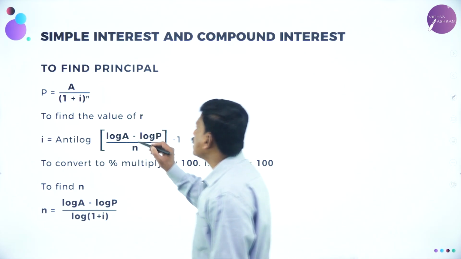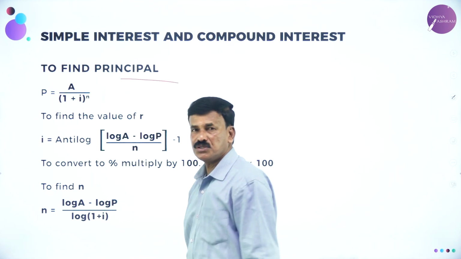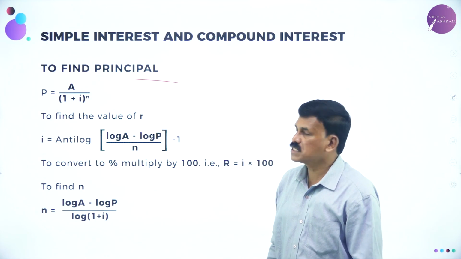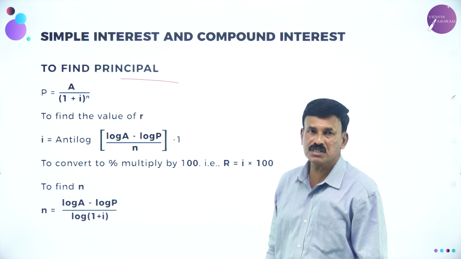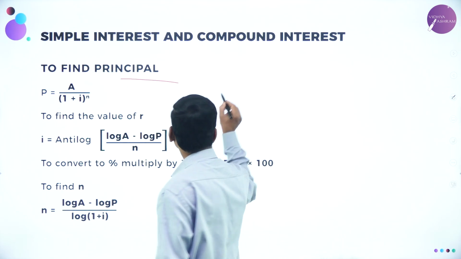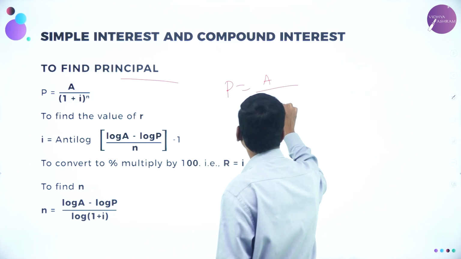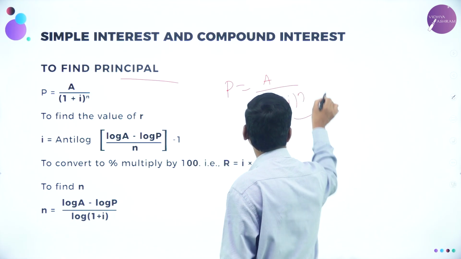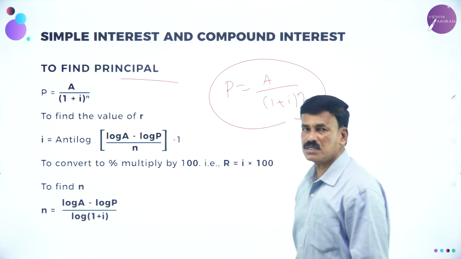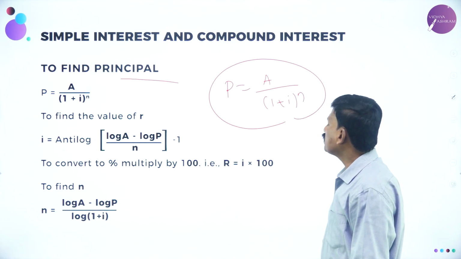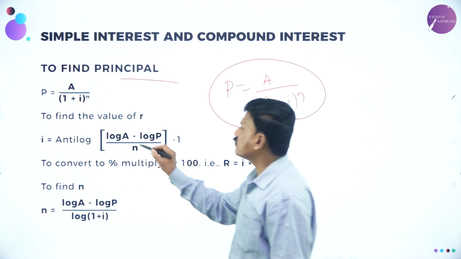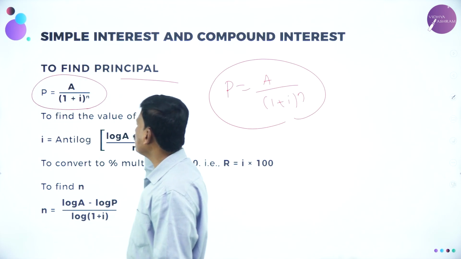Now, to find the principal, what is the formula we are going to use? The principal is calculated using the formula amount divided by (1 plus I) to the power of N. So the principal is always equal to A divided by (1 plus I) to the power of N. This is the formula we are going to use to find the principal.